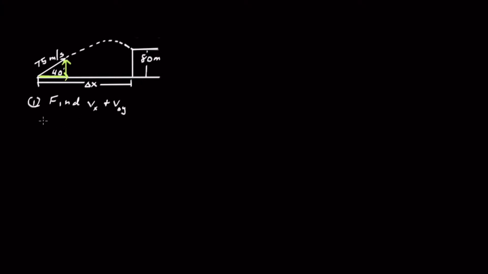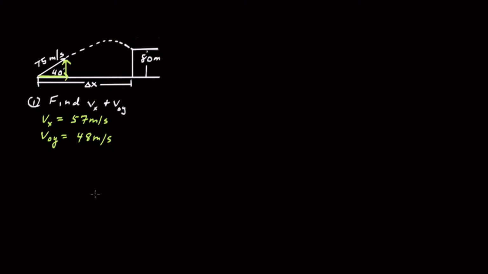We're going to use trig. When you do that, you find that Vx equals 57 meters per second, and you should be able to do this step without me going through it step by step by now. If you can't, go watch some other video, and I do go through it step by step, I think, in all the other ones on this topic. And V naught y is 48 meters per second.